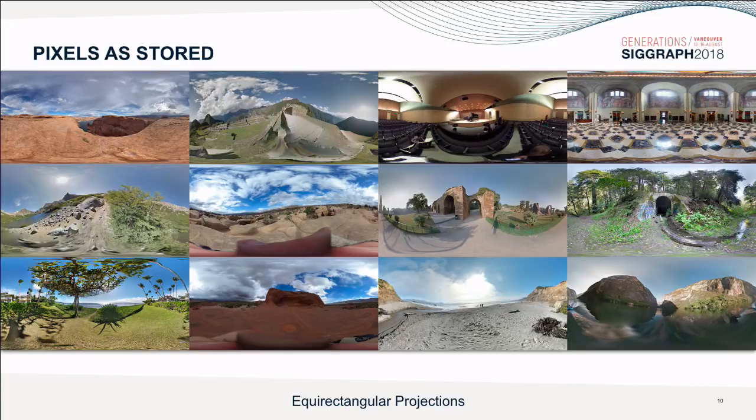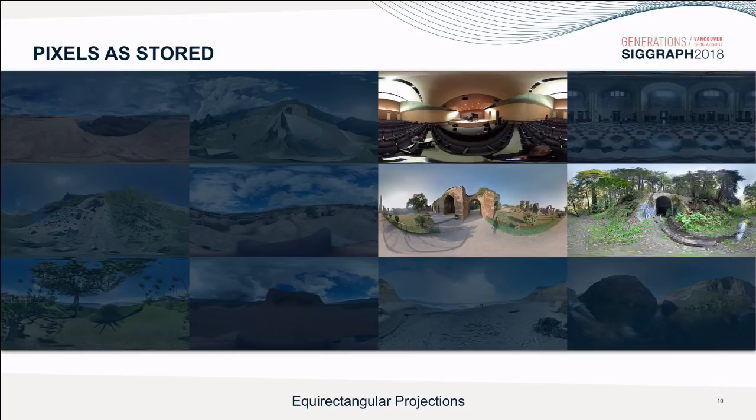But as we can see, looking at these, there's a number of problems. Probably the most obvious distortion is how horizontal lines, as you move away from the horizon, get more and more distorted.